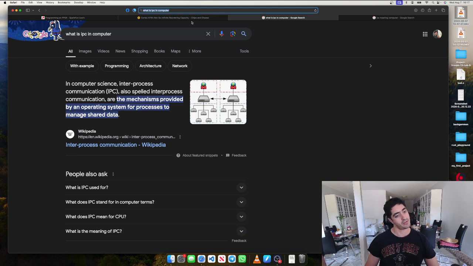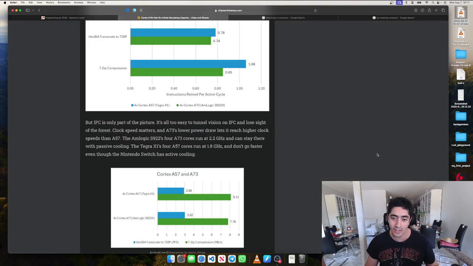Inter-process communication. Okay. It's only part of the picture. It's all too easy to tunnel vision on IPC and lose sight of the forest.